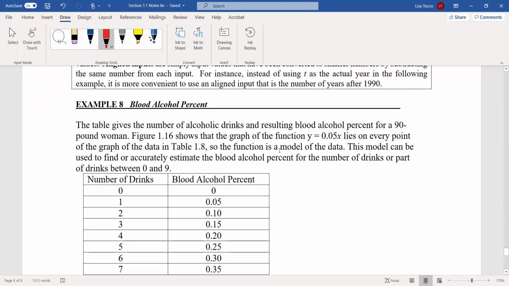Okay. Here's one more example, which gives the number of alcoholic drinks and resulting blood alcohol percent for a 90-pound woman. Not many women weigh 90 pounds, but okay. So here's a function that actually would fit that data. And we'll be talking about that a lot more soon.